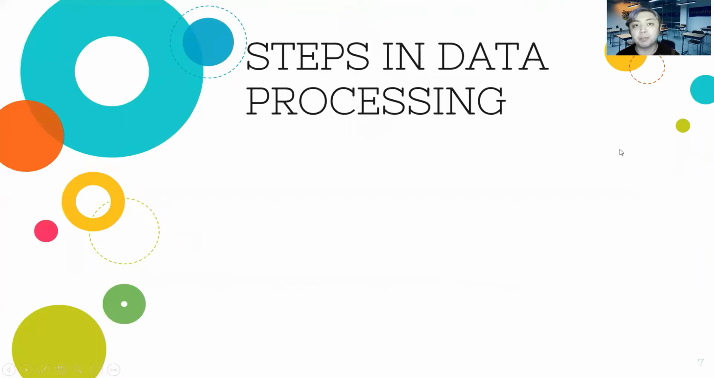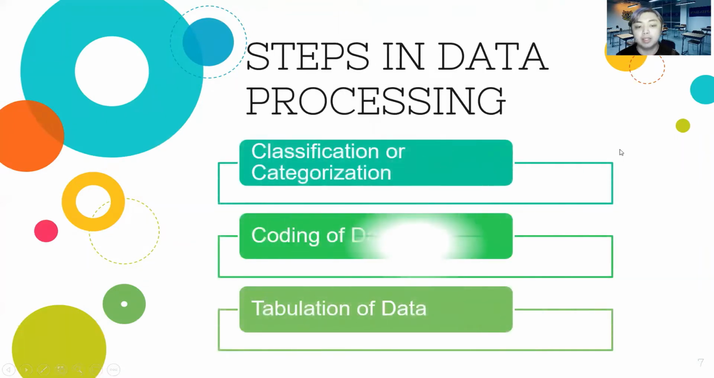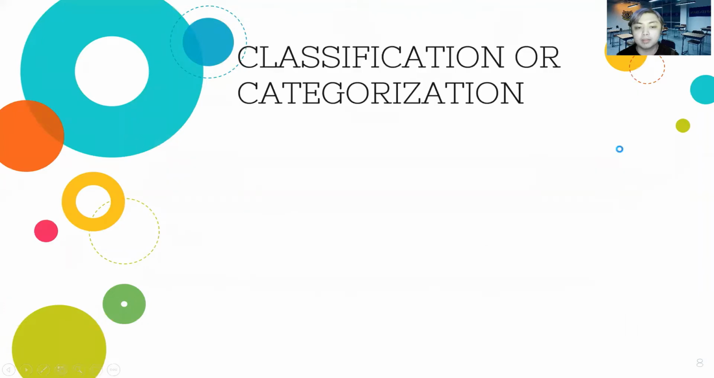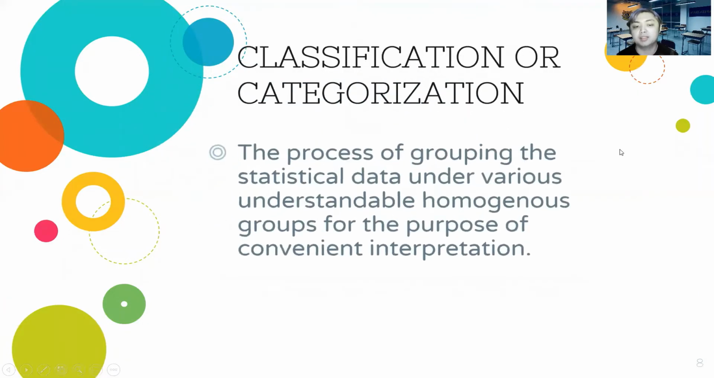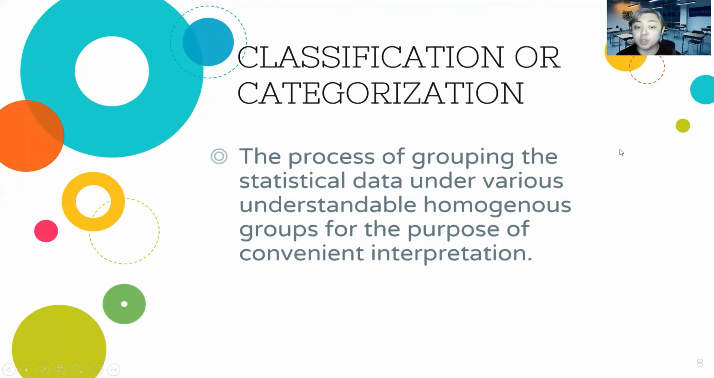What are the steps in processing the data? You need to classify or categorize the data first. Then you need to code the data. You have to list them down and then tabulate them. For classification or categorization, this is the process of grouping the statistical data under various understandable homogeneous groups for the purpose of convenient interpretation.